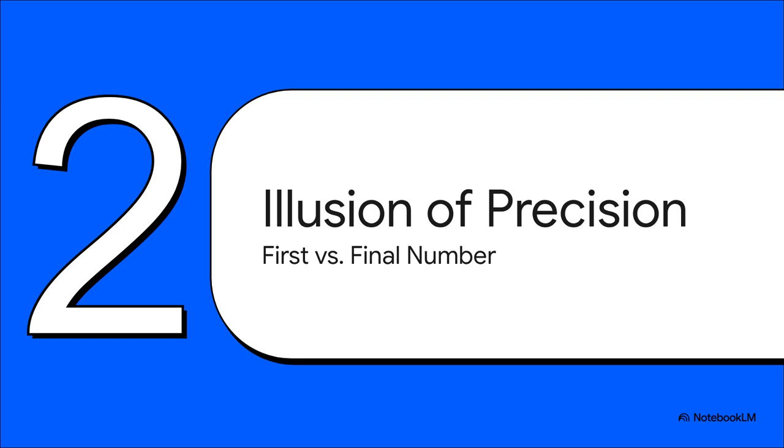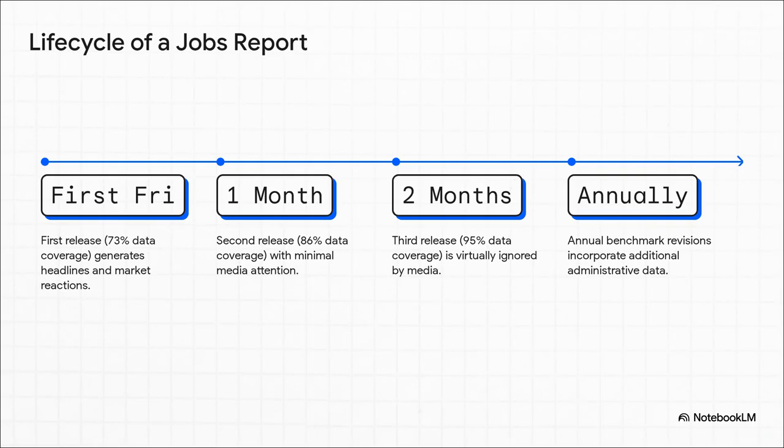Okay, so that definition of unemployed is one major issue. But there's a second one, this illusion that the numbers we get are set in stone. The truth is, when they're first released, they're really just a first guess. You see, when a jobs number first comes out, it's based on only about 73% of the data. That's it. It gets updated a month later, then updated again 2 months later as more surveys come in. And then it gets a big annual revision after that. The key takeaway here is that the number that makes all the headlines is almost never the final accurate number.